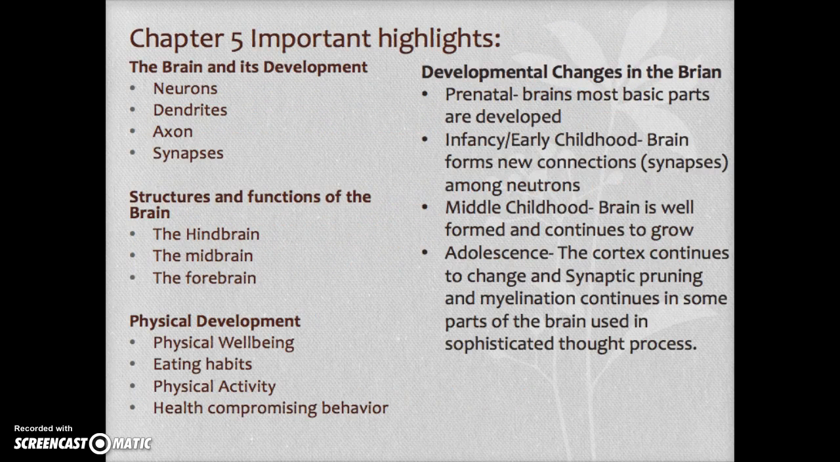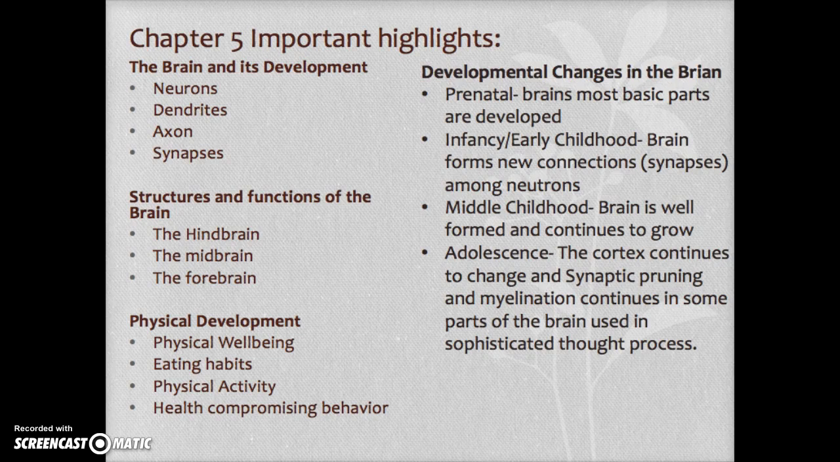Chapter 5's important highlights were the brain and its development: neurons, dendrites, axon, and synapse, I think that's how you say that. Structures and function of the brain, which were the hindbrain, the midbrain, the forebrain. Physical development, physical well-being, eating habits, physical activity, and health compromising behavior, and lastly, developmental changes in the brain.